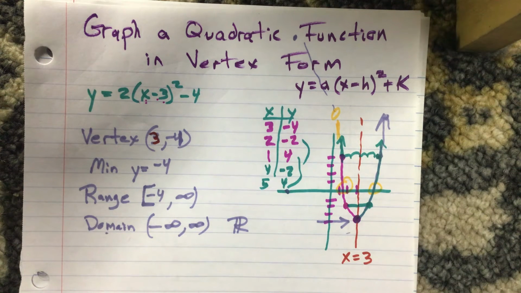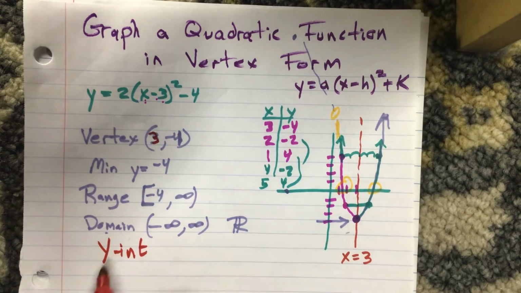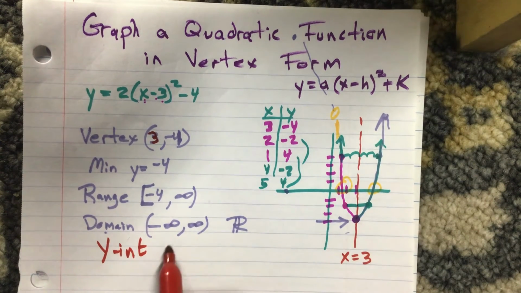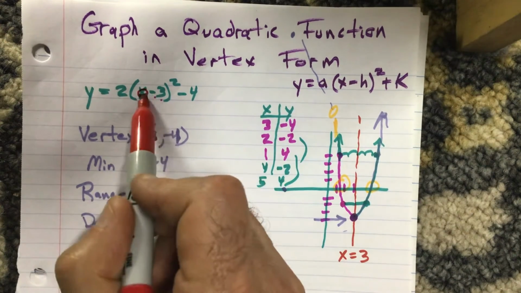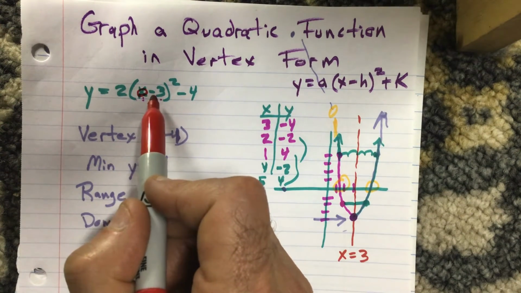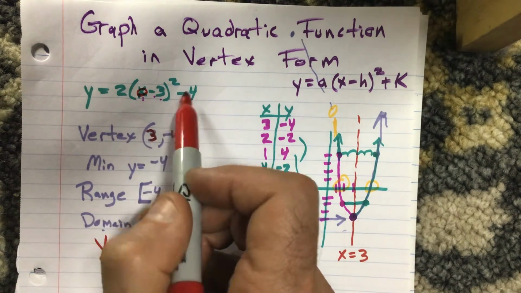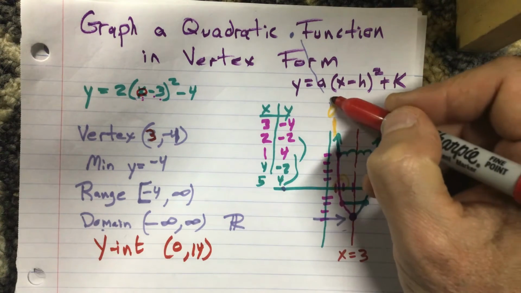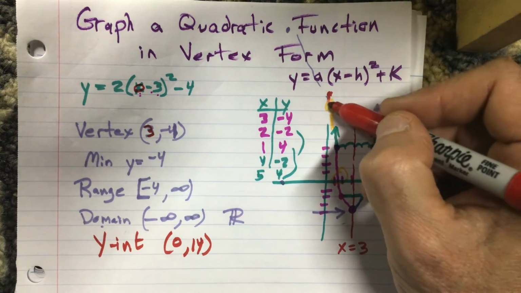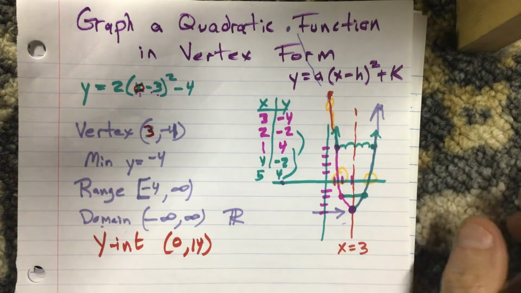So now I'm looking for the y-intercept, and you can only find a y-intercept when the x value is 0. So just plug 0 in for x over here. 0 minus 3 is negative 3. Negative 3 squared is 9, times 2 is 18. 18 minus 4 is 14. So 0, 14, which makes sense, somewhere up here. It will cross the y-axis. So it goes with the graph. You can see that it makes sense.